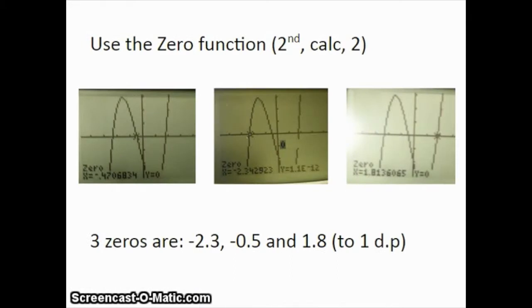Next, we need to use the zero function on the graphic calculator. To do this, we press the second button, the calc button, and then 2. Then we'll get 3 zeros, which are minus 2.3, minus 0.5, and 1.8 rounded to one decimal place.